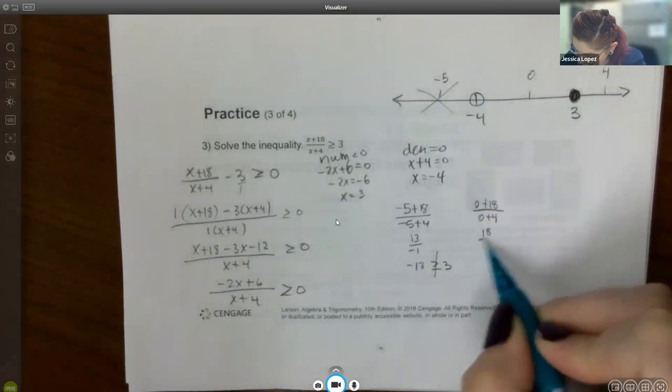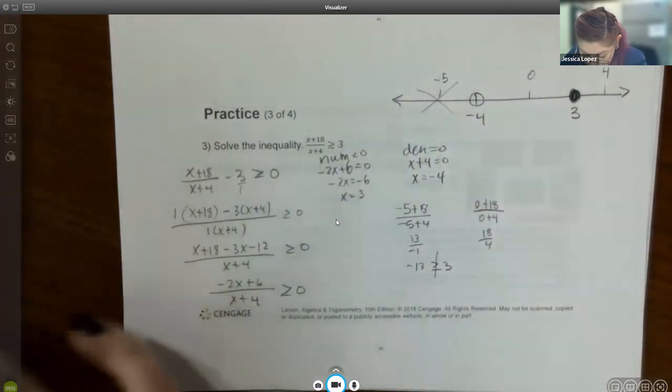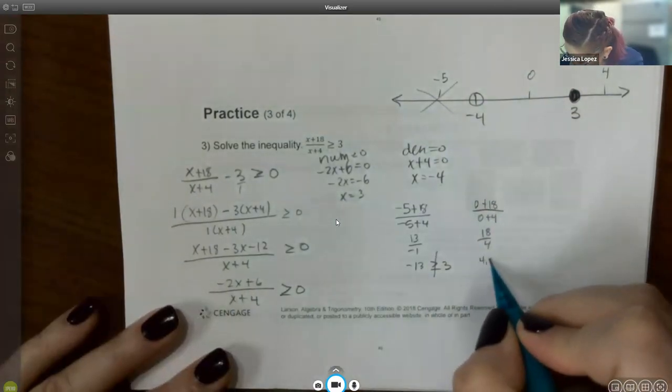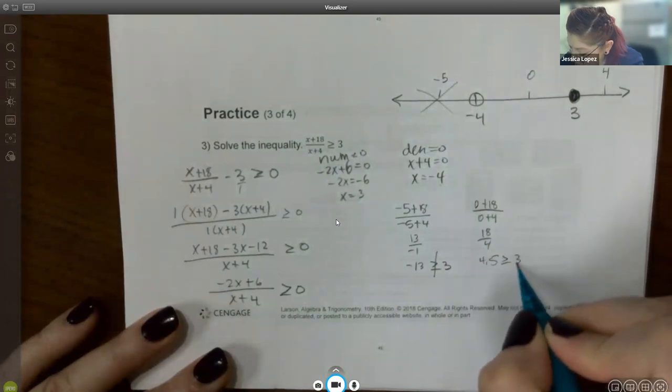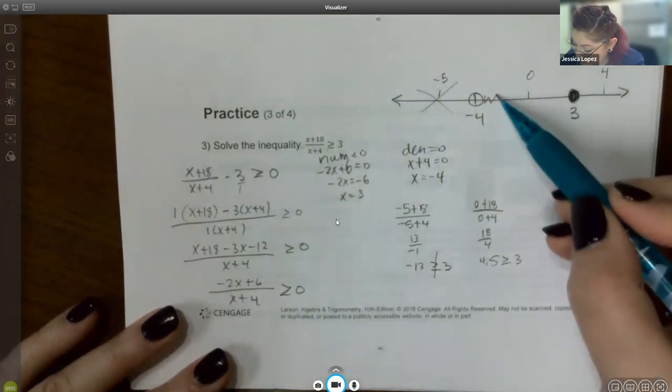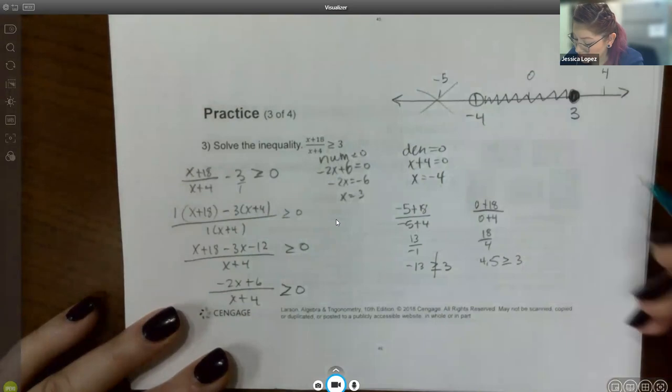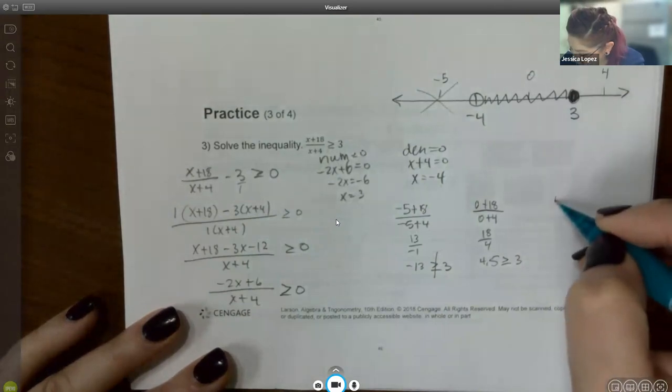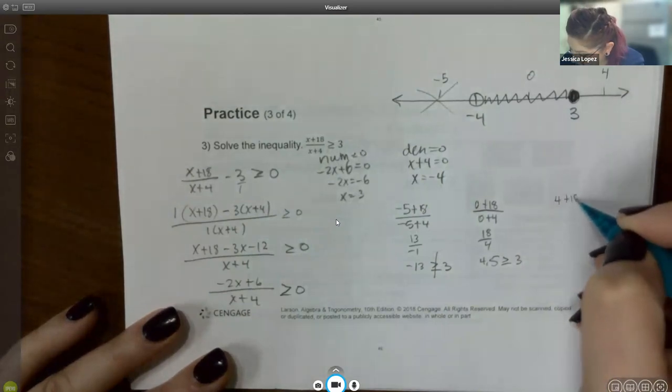I get 18 over 4, which is 4.5. And 4.5 is greater than or equal to 3. So the middle section does work. It's part of our solution. And then now I'm going to check the last one.